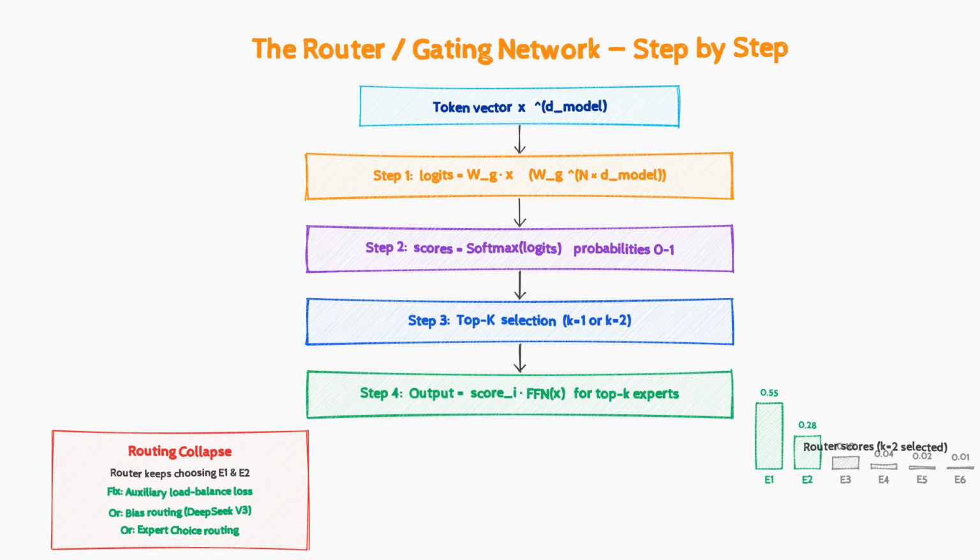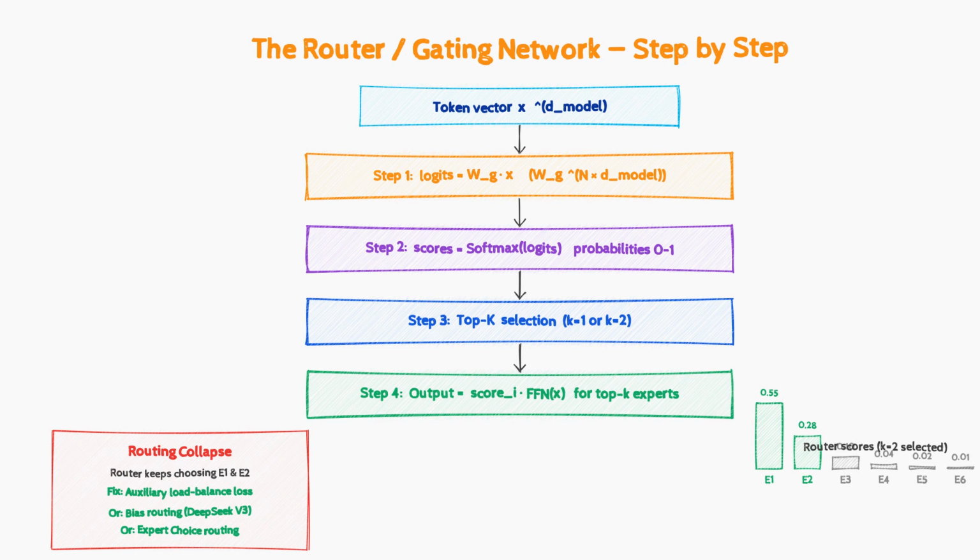Step 2, a softmax is applied to get normalized probabilities across all experts. Step 3, we pick the top k highest probabilities. Typically k equals 1 or 2. Step 4, only those top k experts process the token. Their outputs are multiplied by the softmax probability and summed together. Mathematically, the output equals the sum over selected experts i, of softmax score i times expert i applied to x.